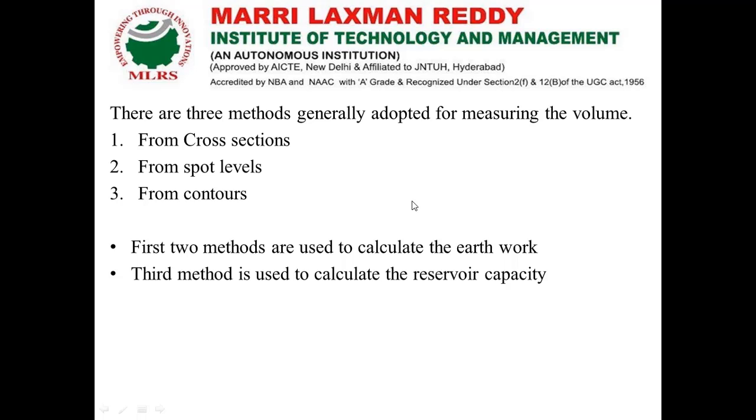That volume is calculated with the help of three methods: from cross sections, from spot levels, and from contours. These three are the sources of readings to calculate the volume. The first two methods are used to calculate the earthwork, and the third one, from the contours, we can use to calculate the capacity of the reservoir.